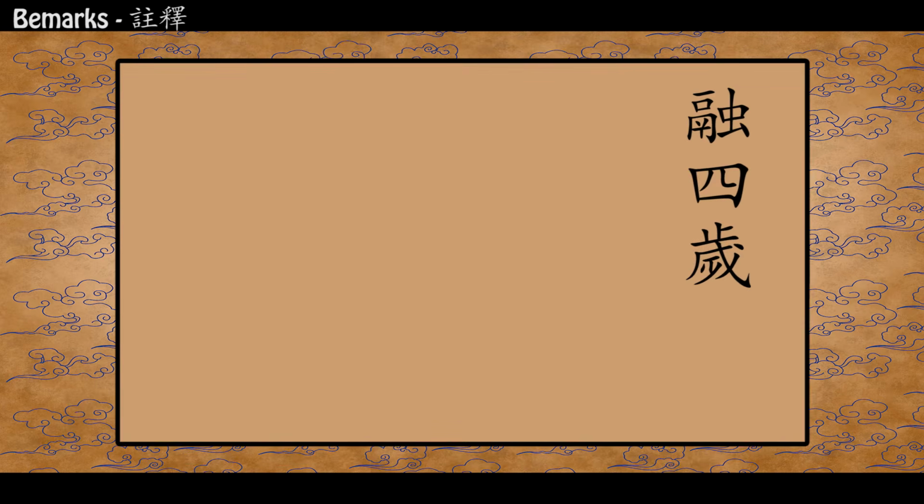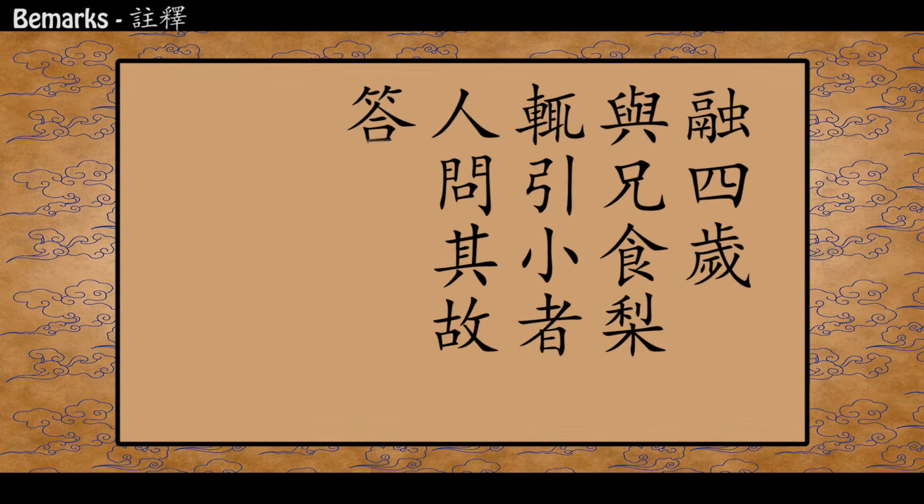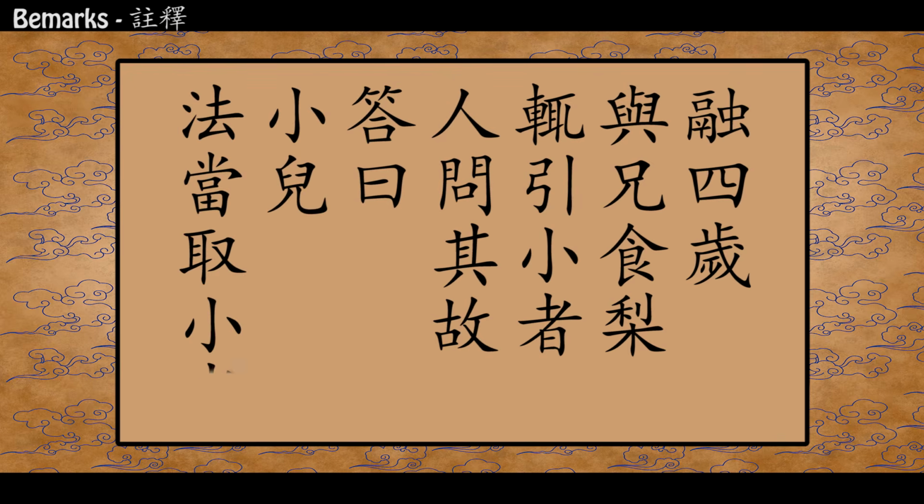When Rong was 4, he was eating pears with his brothers, but he would only take the small ones for himself. When someone asked him about it, Rong answered, I'm the smallest, so I should be eating the small pears.